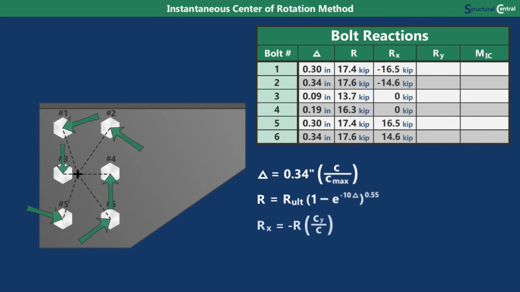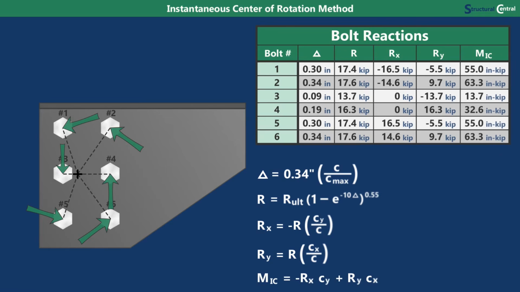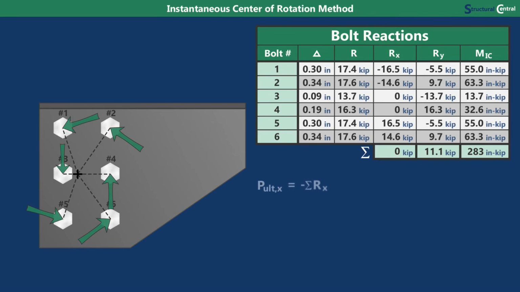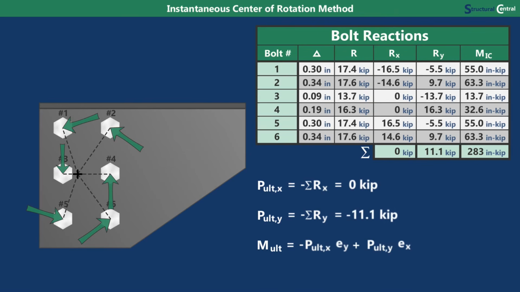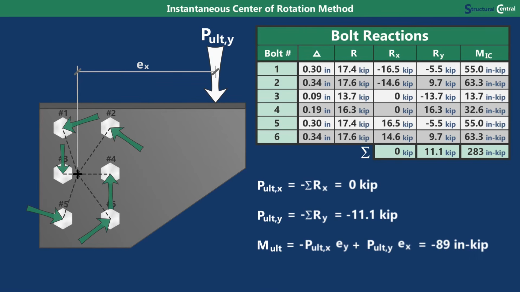Next, you determine the x and y components of the reactions and the resulting moment about the instantaneous center using the formulas shown. You then add up all the forces to see if the bolt group reactions have the same ratio of moment and shear as the applied load. For our initial guess, the bolt group can support an ultimate load in the y direction of 11.1 kips. If this load was applied where our actual load is being applied, this would result in a moment about the instantaneous center of negative 89 inch-kips.